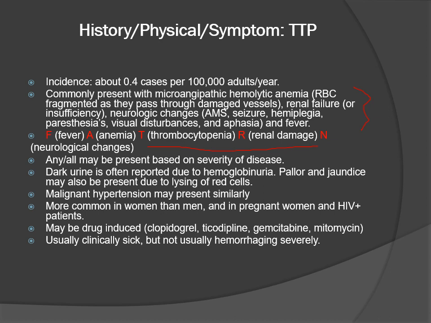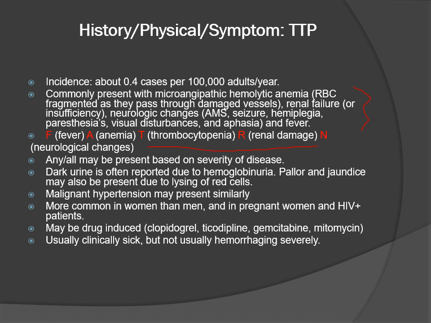Malignant hypertension, just as a note, can present similarly. So I'm sure all of you have seen that patient that comes in with a systolic of 240 or 250, and it can cause all these same things, right? Minus the fever. But it can cause anemia, thrombocytopenia, renal damage, and neurologic changes just due to the pressure within the vessel walls in a quick period of time.